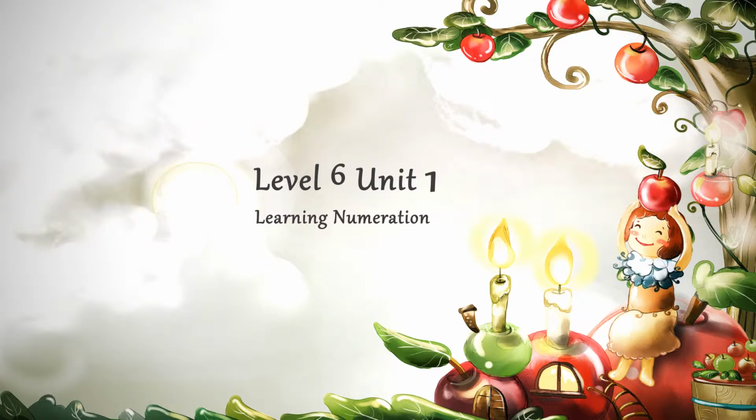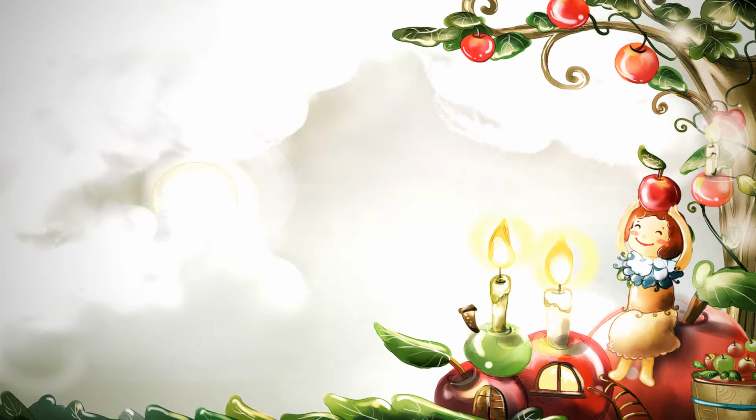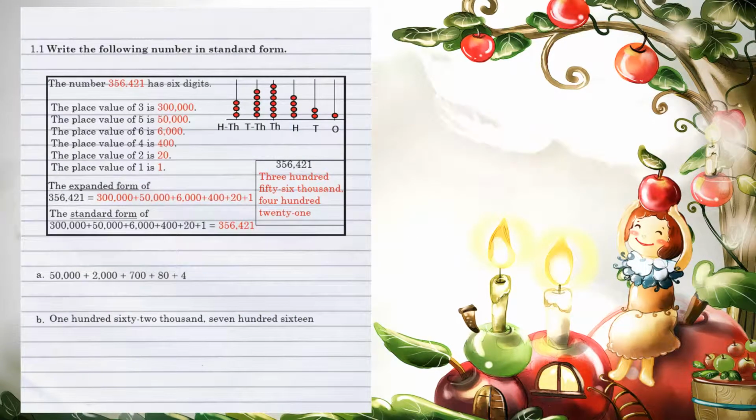6, Unit 1, Learning Numeration. In Unit 1.1, we're going to be looking at place value and writing numbers in standard form. Read through your notes on what your place values are, but let's look at example A.